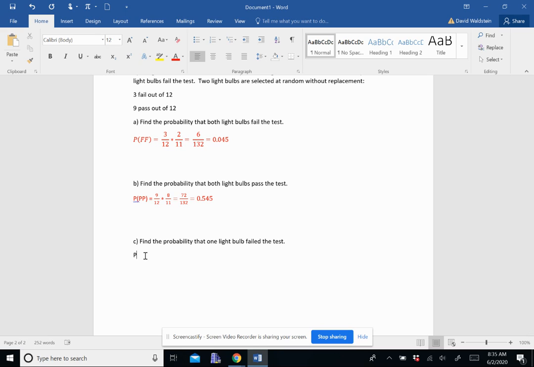So probability that 1 passes, since these are our 2 other options, I can just do 1 minus 0.545 minus 0.045. And what's left? That's 0.419.